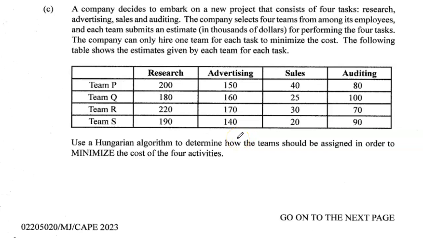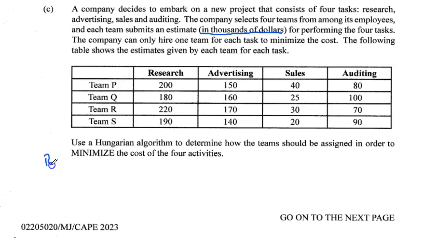So we are using what we call the Hungarian algorithm. Notice each of these values is in thousands of dollars. So team P, for example, that's 40 there, 40,000. They submit for sales. Team R, 220,000 for research, 170,000 for advertising, and so on. 70,000 for auditing. That's team R. So we need to find a way to assign the tasks to each team so that the cost is minimized.